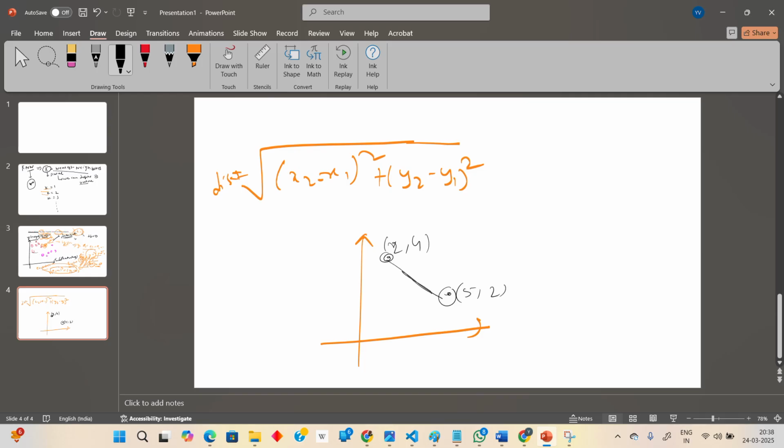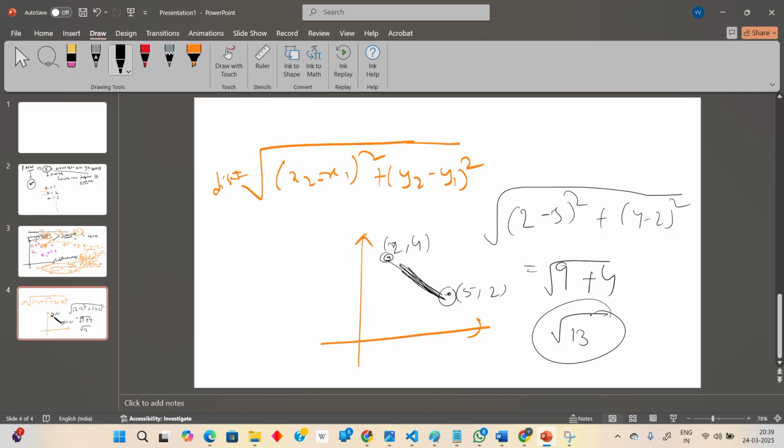So what is the distance between these two? It is (2 minus 5) whole square plus (4 minus 2) whole square, and of course the square root is also there. 2 minus 5 means minus 3, and minus 3 times minus 3 is 9, right? Plus 2 square means 4. 9 plus 4 is 13. So root 13 is the distance between these 2 points.